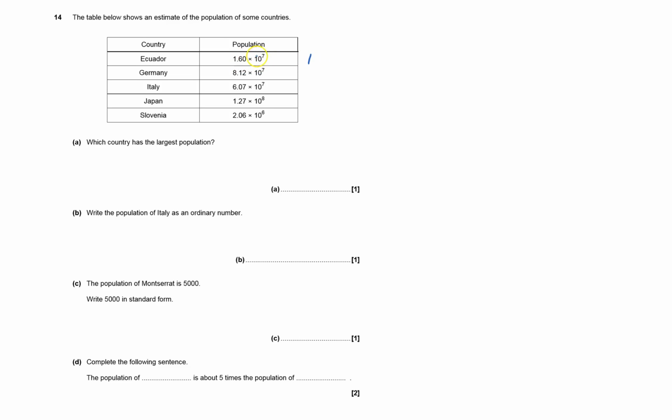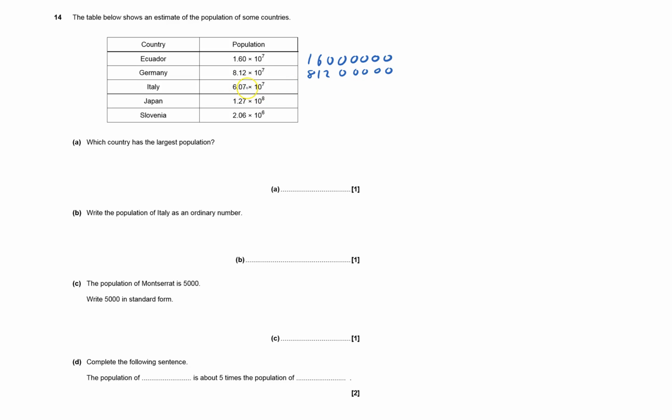That decimal point's got to move 7 places. So 160, that's moved twice, and it's got to have 5 more zeros: 1, 2, 3, 4, 5. Next one's move it twice to get 812. And then that's got to have, that's 2, so that's also got another 5 more: 1, 2, 3, 4, 5.